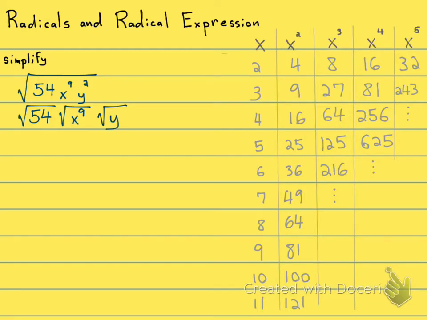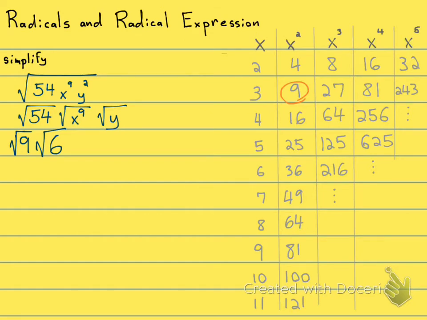Now, the square root of 54. I come over here and I look at my perfect squares, and I'm looking to see if 54 is one of them, right? Is 54 a perfect square? No. So do any of these perfect squares go into 54? And here it is, 9. 9 goes into 54. That's 9 times 6. So the square root of 54 is also going to be called the square root of 9 times the square root of 6.